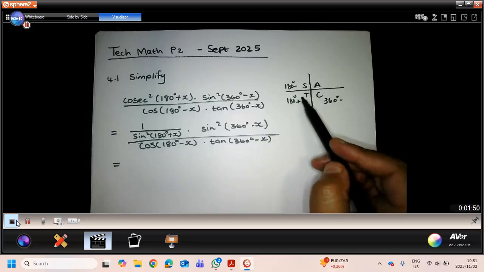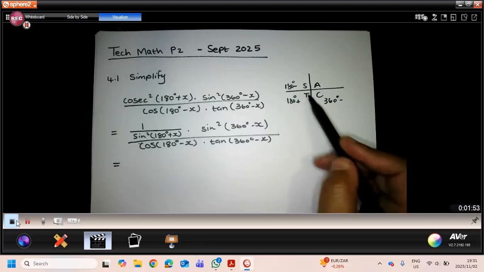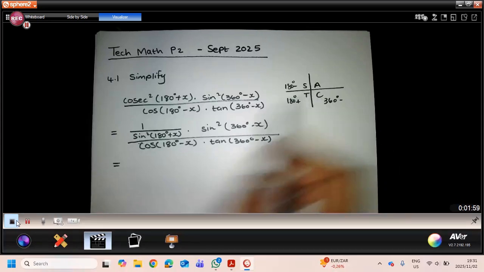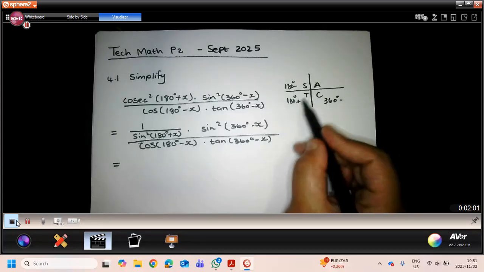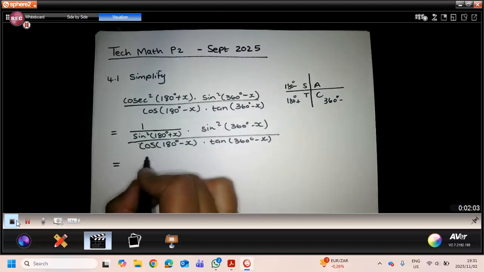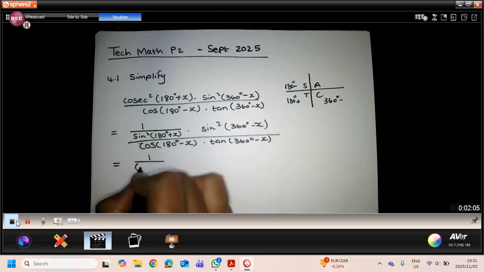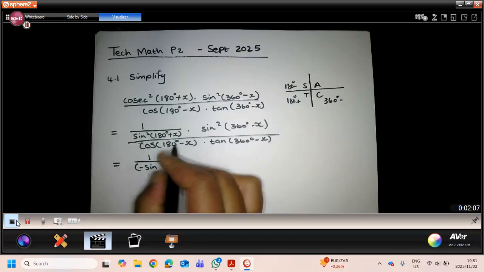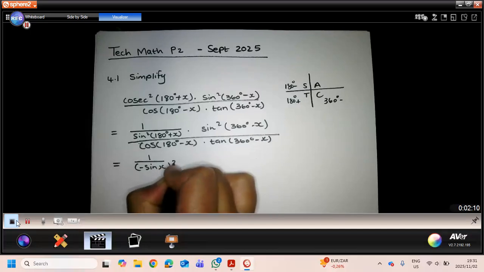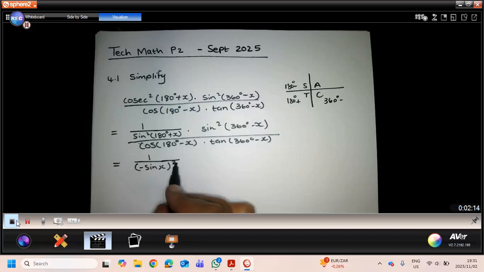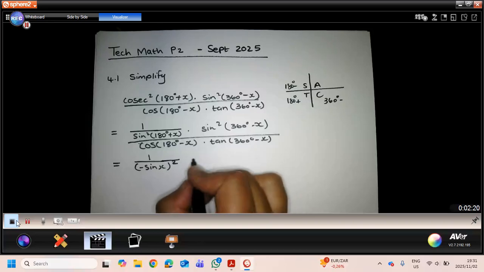Now the reason why it's negative is because it's in the third quadrant, and the third quadrant belongs to tan and its inverse, which is cot, right? So sine is not positive in that quadrant. That's why we will have negative sine x, squared. The reason why I'm putting my bracket outside is because it will have an effect on the sign, right, of that ratio.